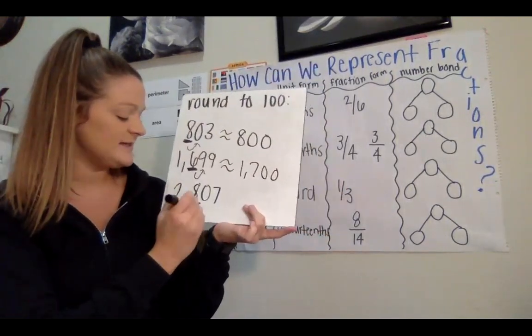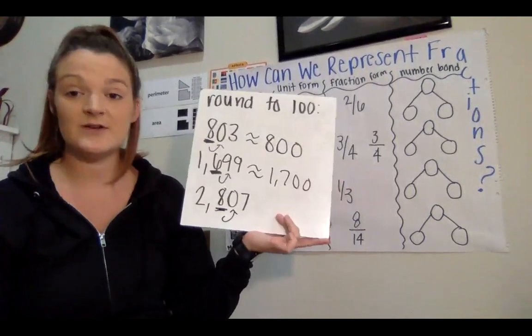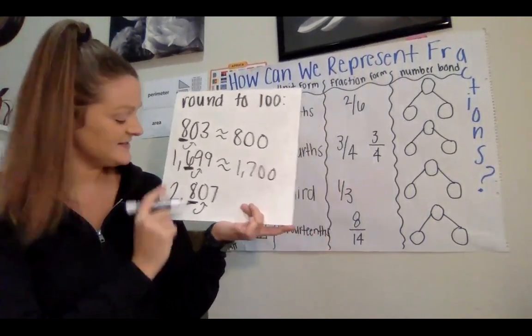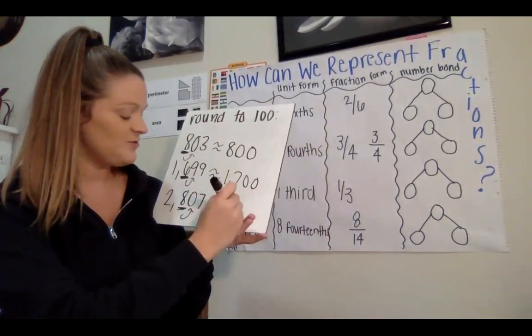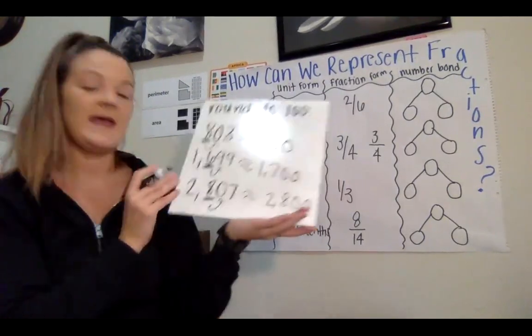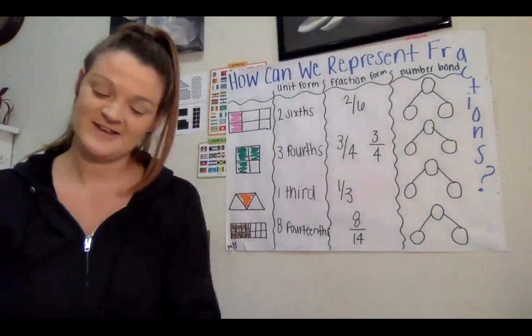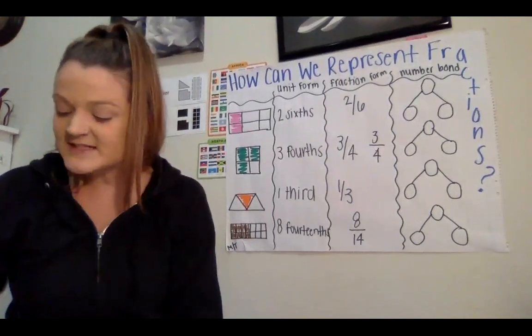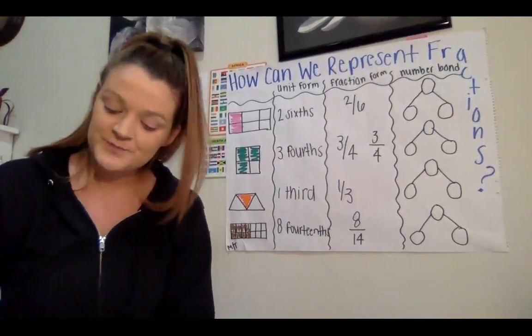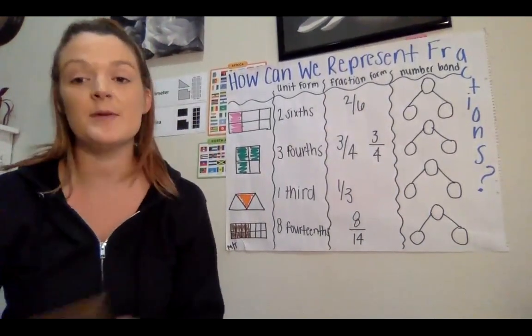Last one, here we go. Underline our hundreds place. Look next door. That 0 tells me to let it rest, so it becomes 2,800. Great job. Let's go ahead and review what we know about number bonds.